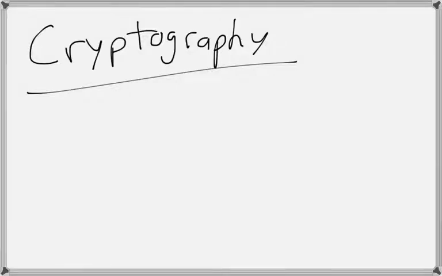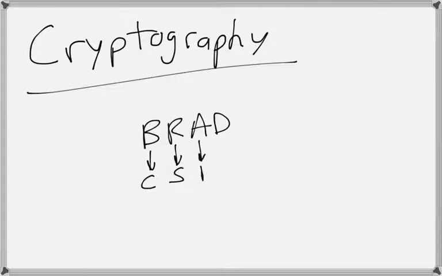The next topic is cryptography, which looks at secret messages. So it's kind of a cool topic, and there's many different methods of sending secret messages. In ancient times, you would just take each letter and shift it to the next letter. So B would become C, R would become S, A would become B, and D would become E. So instead of saying Brad, I would say CSBE. But the person I'm sending this to would know that that means Brad.